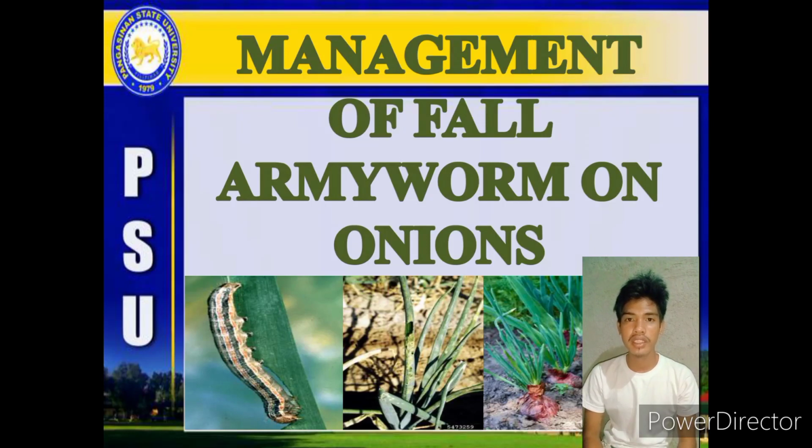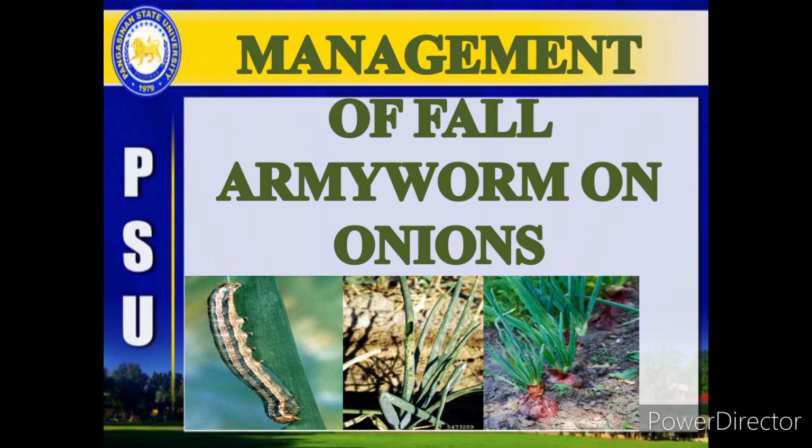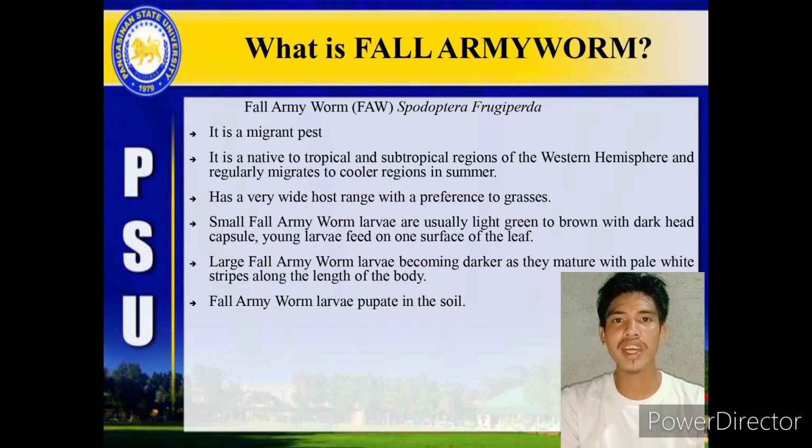Hello everyone. Our topic is all about management of fall armyworm on onion. So what is fall armyworm? Fall armyworm is a type of Spodoptera frugiperda.